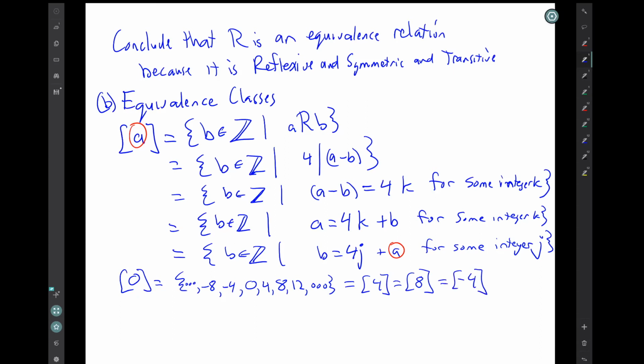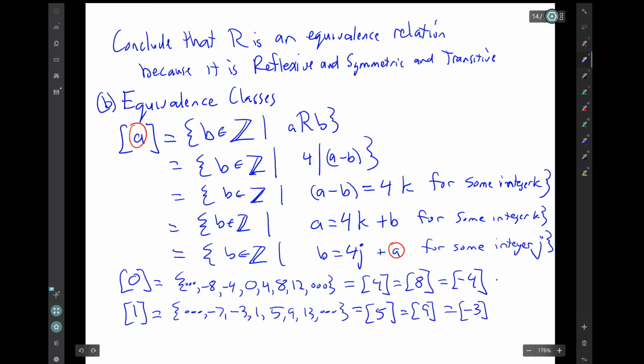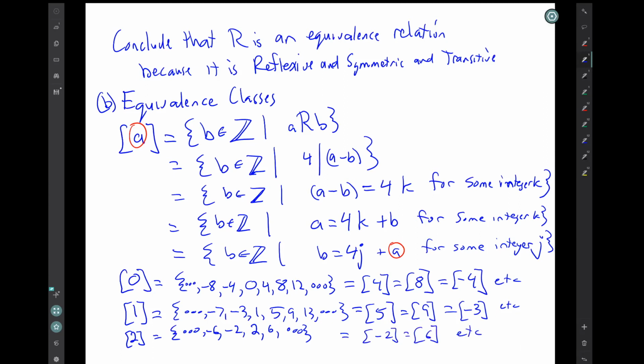Now there's another equivalence class, the one that contains the number 1. And that goes by different names as well. There's another equivalence class, the one that contains the number 2. And that goes by different names. And finally, the last equivalence class is the one that contains the number 3. So there are just those 4 distinct equivalence classes.